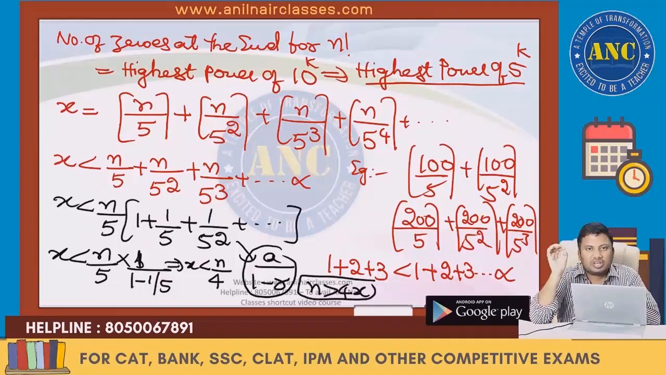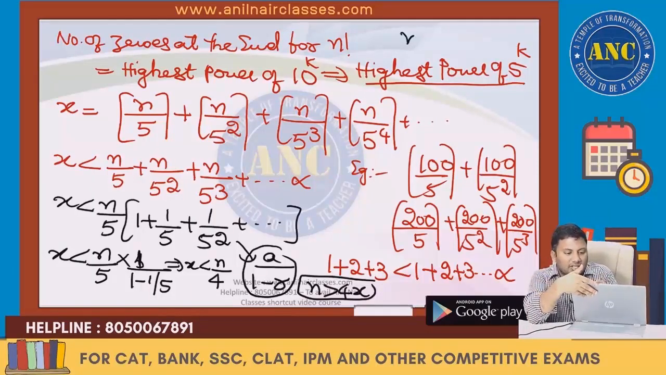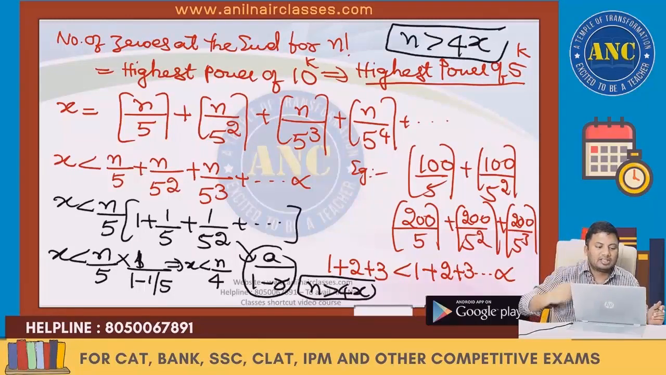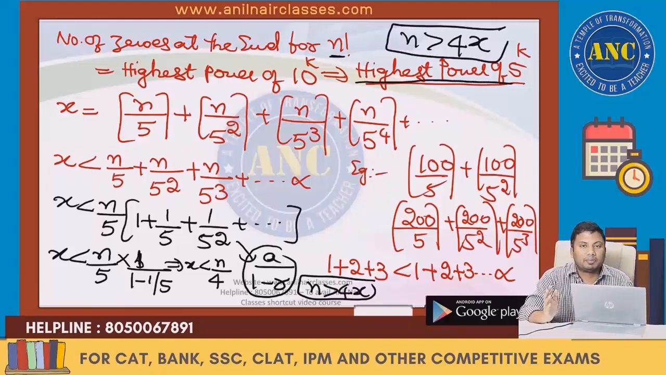What is the relationship between the highest power of 5 and the number for which the factorial is taken? The relationship is n is greater than 4x. I will tell its importance. Again I am repeating: suppose a number n is there for which we have to find the factorial, n factorial. We have to find the highest power of 10. Instead of finding the highest power of 10, it is equivalent to finding the highest power of 5 only, for factorial based problems.